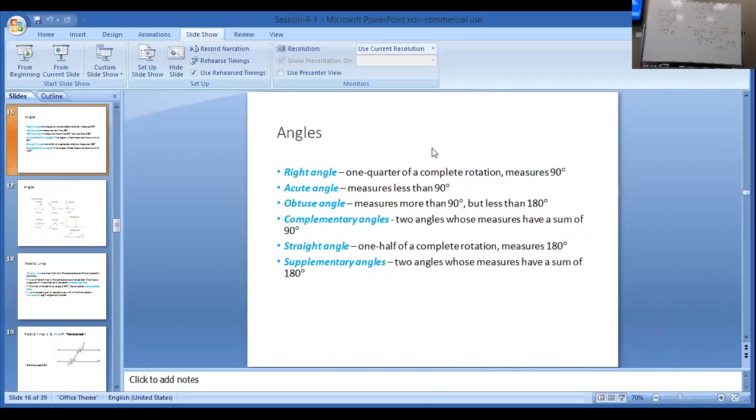A right angle is just 90 degrees, a quarter of a complete rotation. An acute angle is less than 90, and an obtuse angle is more than 90 but less than 180. Two angles whose measures sum up to 180 are called supplementary. A straight angle is 180 degrees. Complementary angles are two angles that add up to 90. You just have to memorize this.